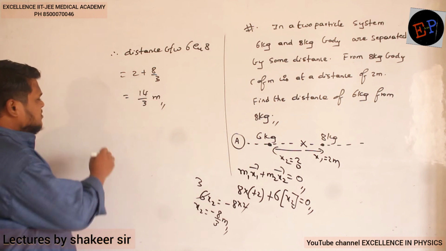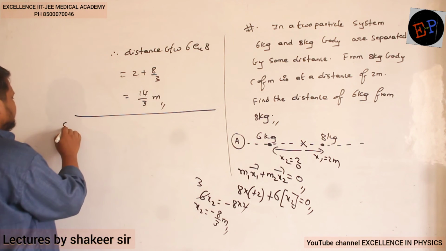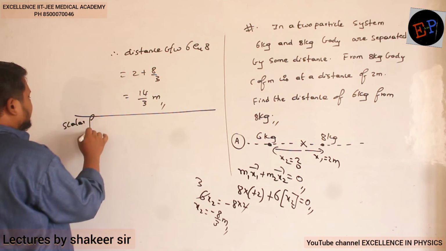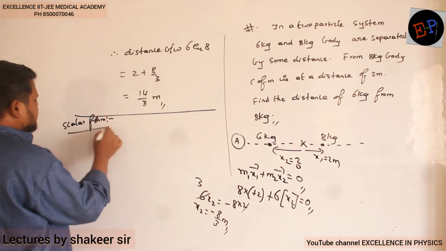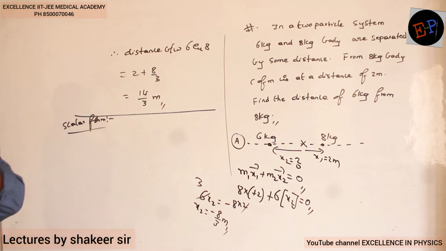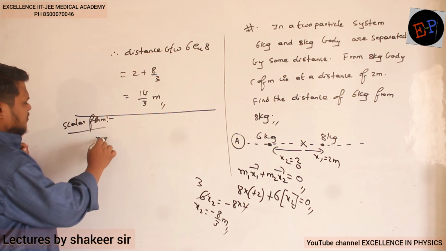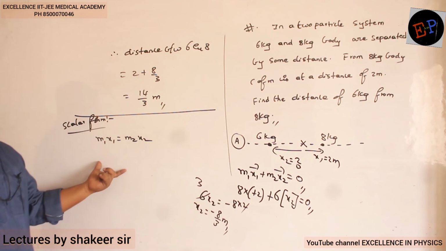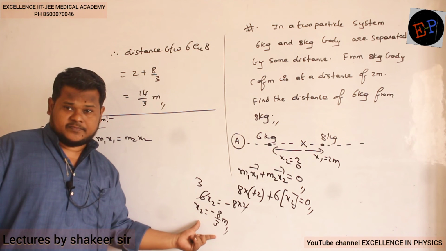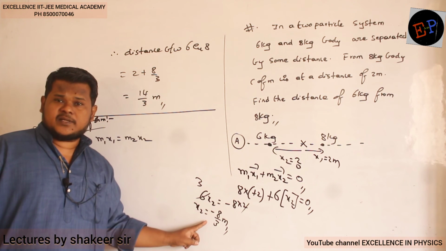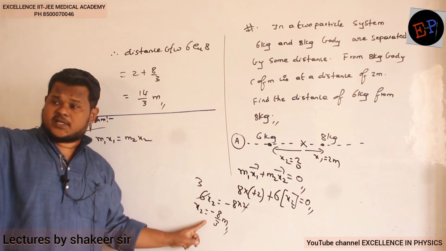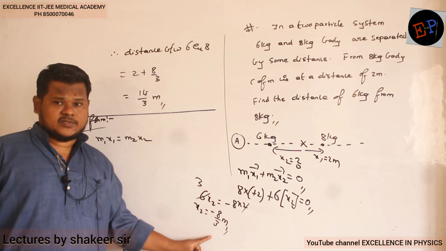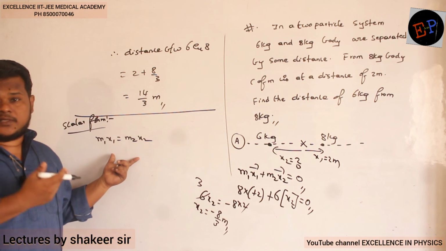If you want to solve by scalar method, how can you do? In scalar form, mass moment of first body is equal to mass moment of second body. So you can write m1 x1 is equal to m2 x2. Here you will not get any directions. Here you will get directions, because minus indicates that the second body is present in the opposite direction. But here you should understand the directions.